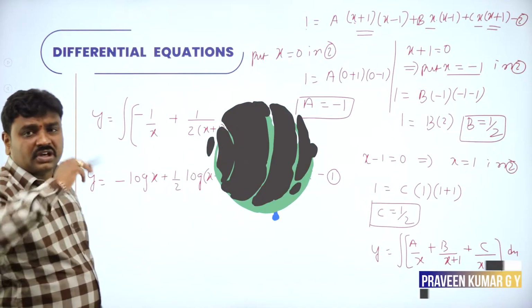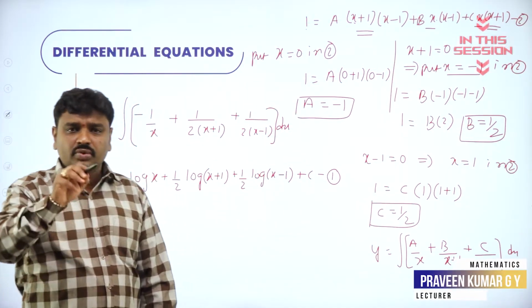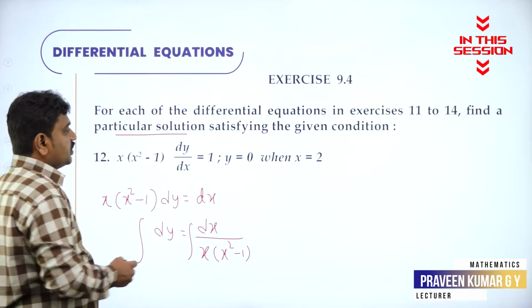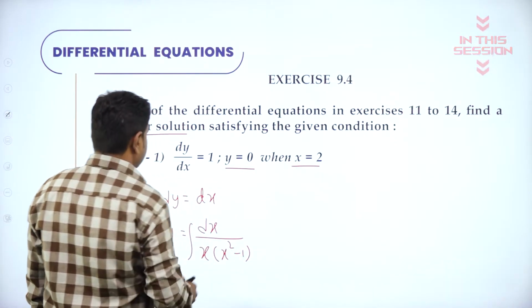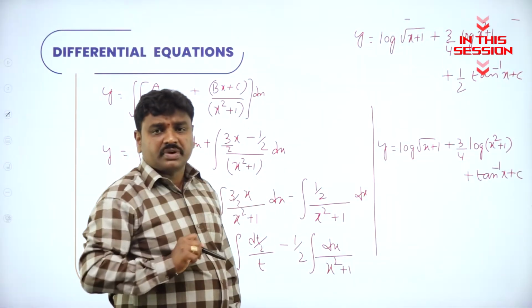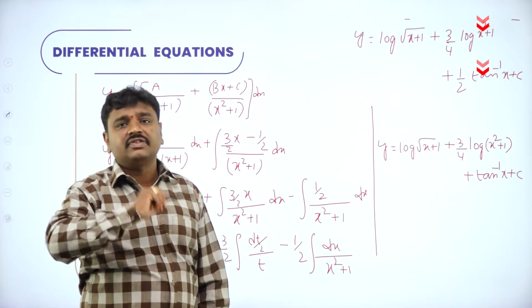And now they want particular solution. How to find particular solution? They'll give x and y value, substitute them. So x and y, x is 2 and y is 0. They want particular solution. Particular solution means what? You need to find x and y also.